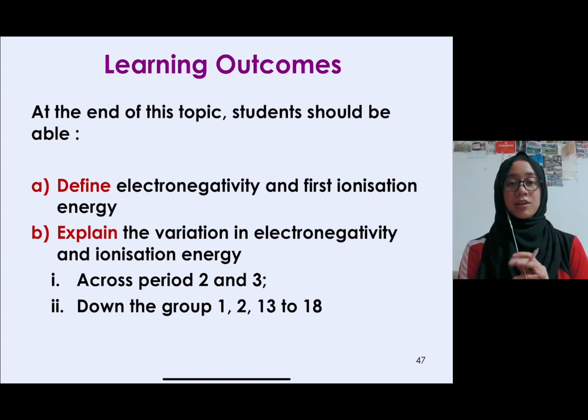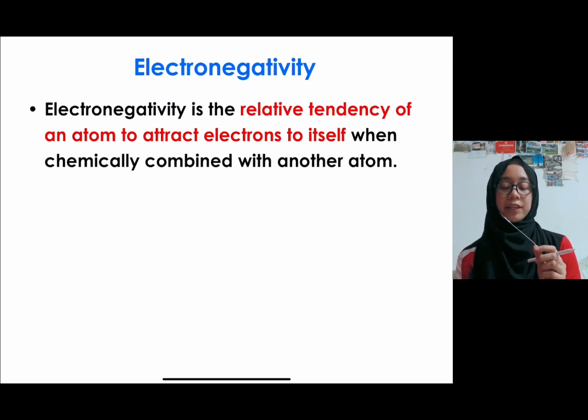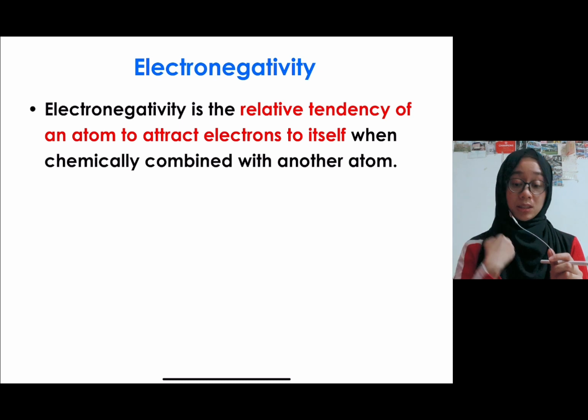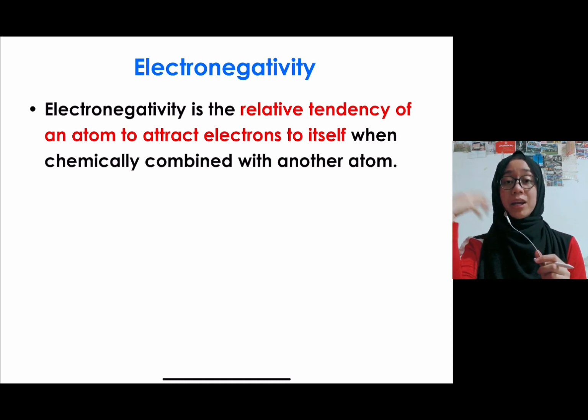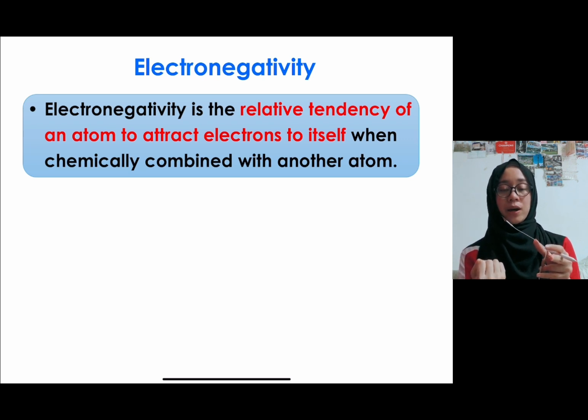Okay, so now let's have a look at what is electronegativity. So electronegativity is the relative tendency of an atom to attract electrons to itself when chemically combined with another atom. Okay, so bermaksud kecenderungan sesuatu atom tu untuk attract the bonding electron when they are combined with another atom. Okay, so electronegativity ni sebenarnya dia penting untuk chapter 7 nanti. Okay, so Miss harap kamu boleh try ingatlah what is electronegativity kat sini.